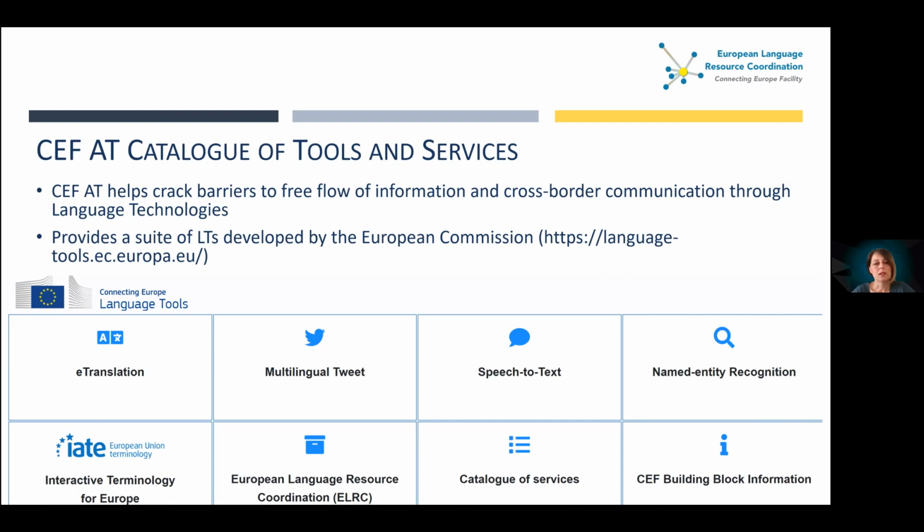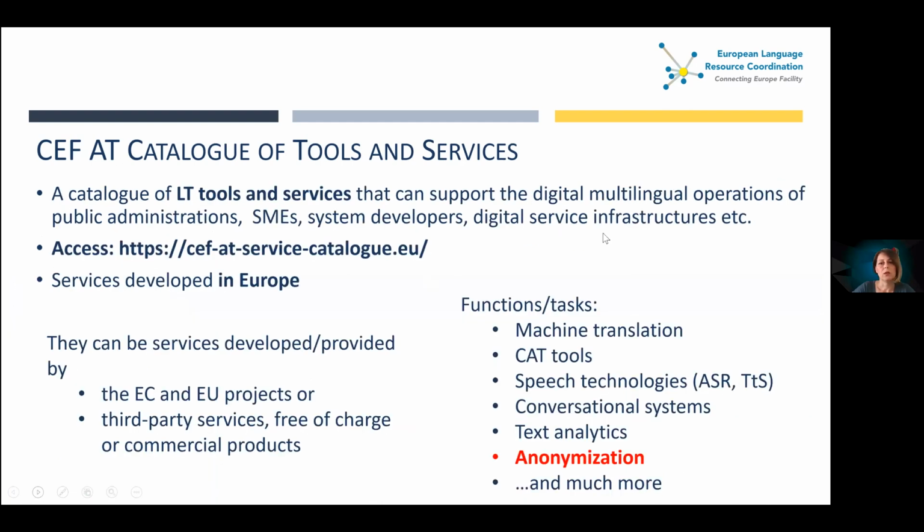It also provides access to the equally well-known terminology European database, the European Language Resource Coordination action, which we participate in as well, and to the so-called catalog of tools and services. I will explain a bit more in detail what this is. So this catalog was developed by the ELRC sister action, the SAFE-80 Tools and Services project. It is a catalog that lists language technologies that can support all European stakeholders in their digital communication scenarios, may they be public administrations, SMEs, other system developers, or the European digital service infrastructures. It can be accessed through this URL.